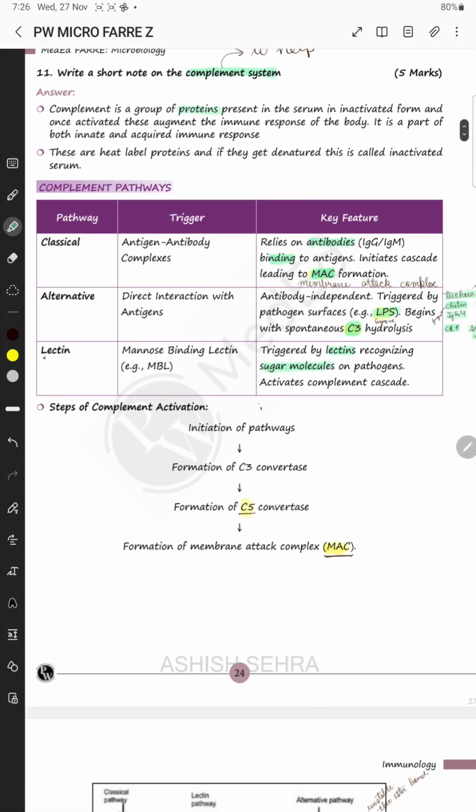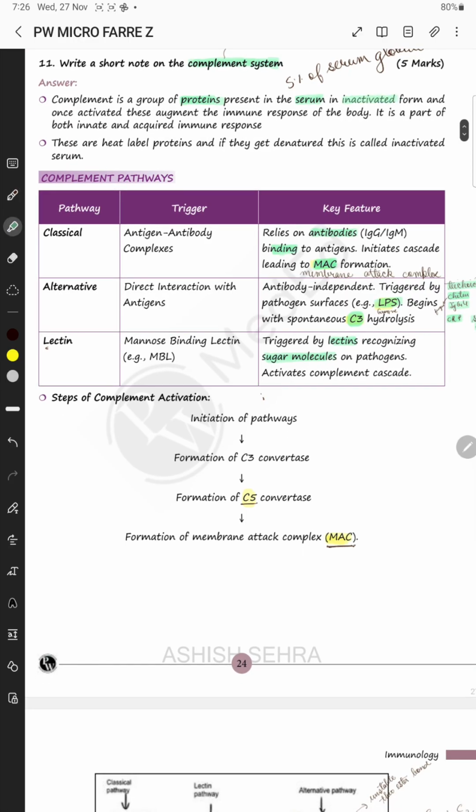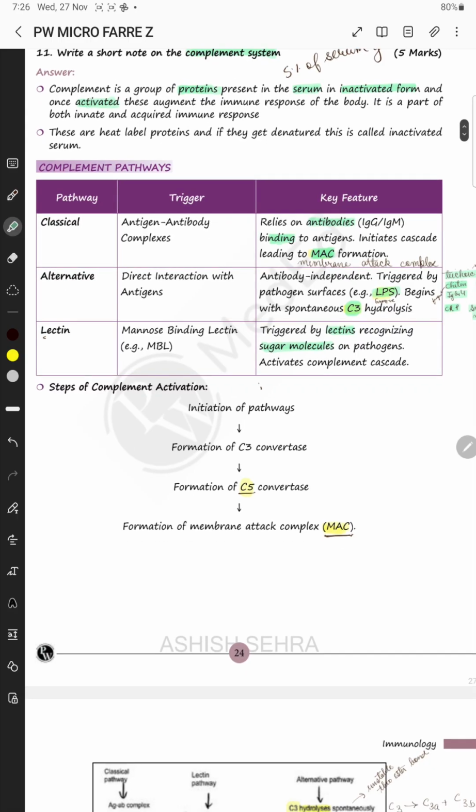These are a group of proteins which is present in the serum. So complement is 5% of the serum globulin. These are basically a group of proteins present in the serum in an inactivated form. For its activation, there are three pathways, and each will have a different type of trigger. Once they are activated, they will augment the immune response.